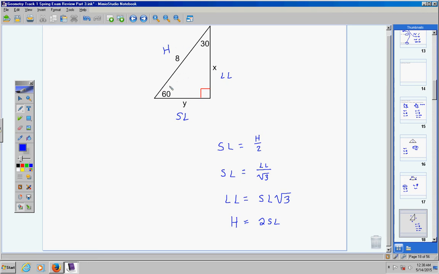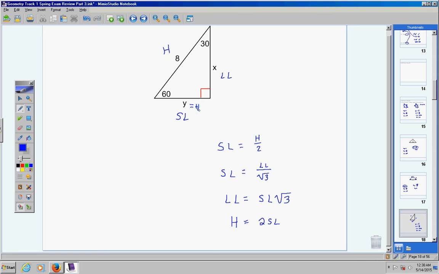So if you know the hypotenuse, it's really easy to find the shorter leg. Right here it is in front of you. The shorter leg is the hypotenuse divided by 2. Well, the hypotenuse is 8. So 8 over 2 is 4. So there we go. The shorter leg is 4.